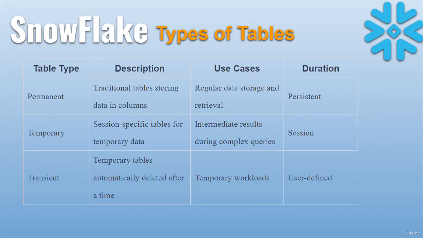If we make a brief comparison between the three types of tables, the permanent tables have persistent data storage and are useful for long-term data storage. For the temporary tables, the data storage is session-based and it is used for temporary data storage. For the transient tables, the data persistence is temporary and it is used for intermediate or staging data.